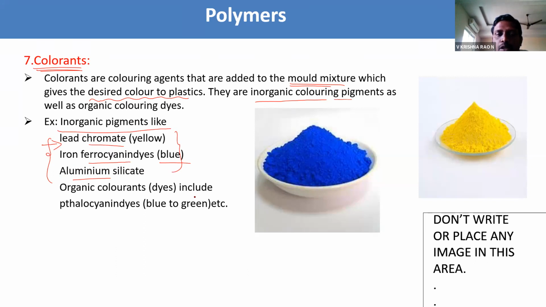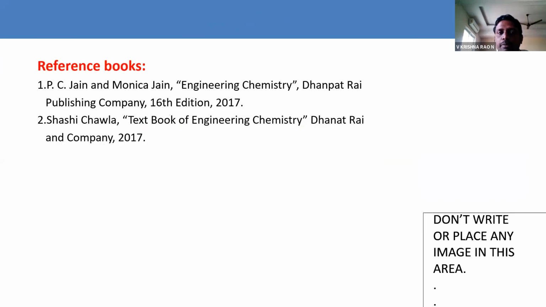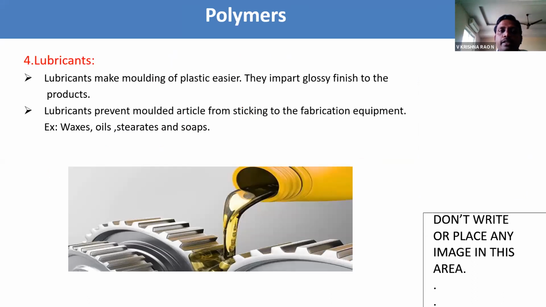Organic colorant dyes include phthalocyanine dye, which is blue to green in color. Phthalocyanine dyes act as organic coloring pigments. This is about the stabilizers and colorants.